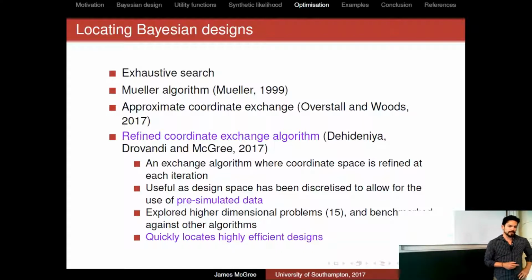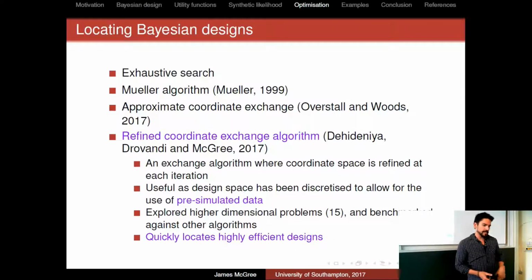But what we use is what we call the refined coordinate exchange algorithm, and basically it's just an exchange algorithm where we start with coarser discrete points in our continuous space, and this space slowly gets reduced and more refined as we go along. So at each iteration, the design space shrinks and gets finer as well.